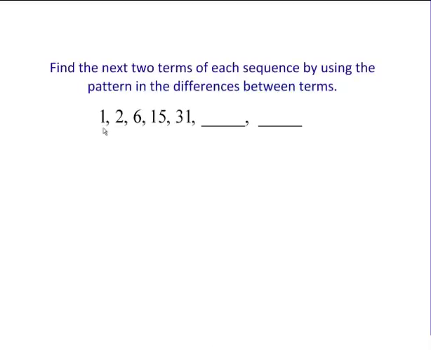So now we're not looking at the pattern between these terms. We're going to look at the pattern between the differences between these terms, and I'll show you what I mean. The difference between 1 and 2 is 1. Between 2 and 6 is 4. Between 6 and 15 is 9. And between 15 and 31 is 16. And you'll notice that those differences are a sequence of their own. In fact, that is the sequence of perfect squares: 1 squared, 2 squared, 3 squared, 4 squared.